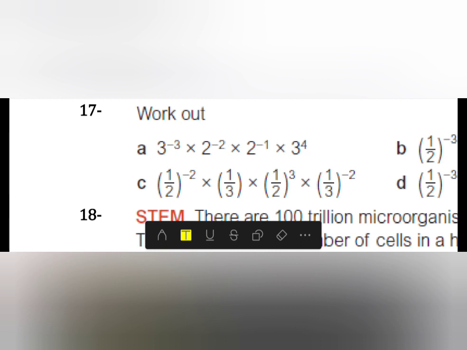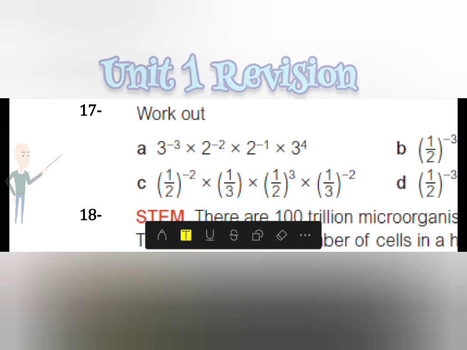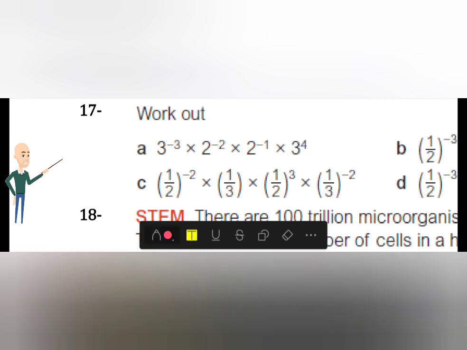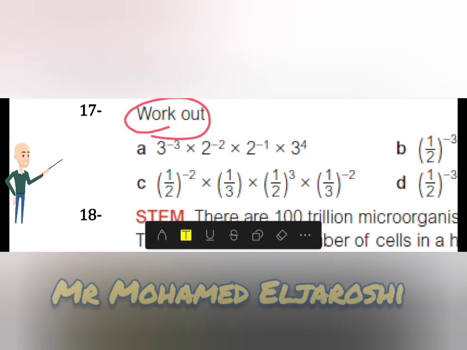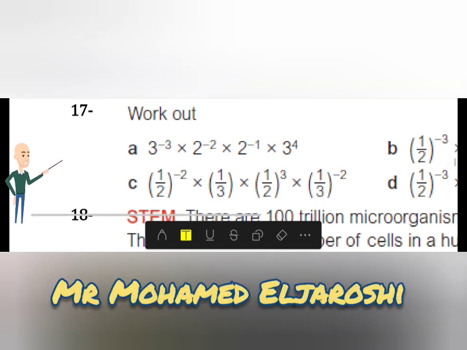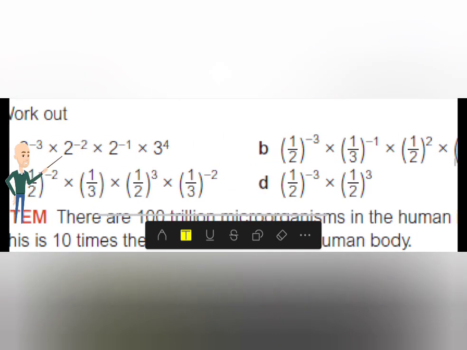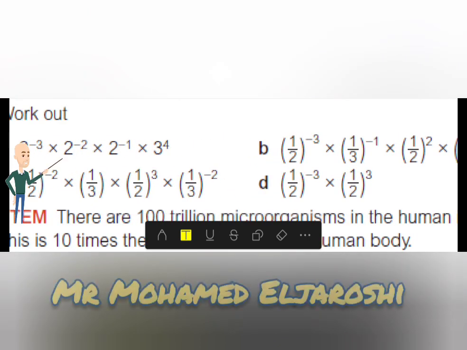In this video, we're going to talk about the rest of the questions in Unit 1 revision. Question 17, work out. Now, work out means what? It means find the final answer. You can use a calculator to find the final answer, but some questions need some steps that you understand. So you have to focus on understanding the steps, and you can use the calculator to find your final answer to make sure that you got the right steps.